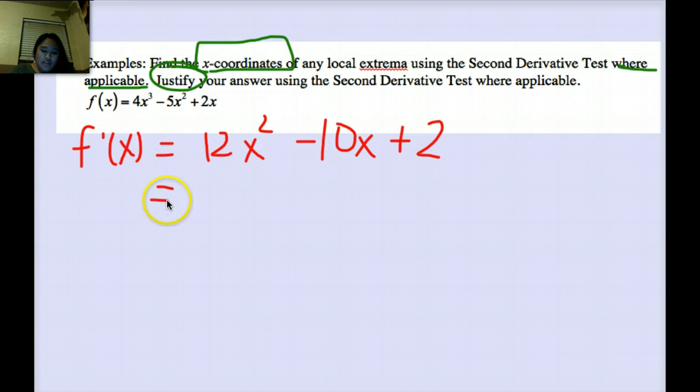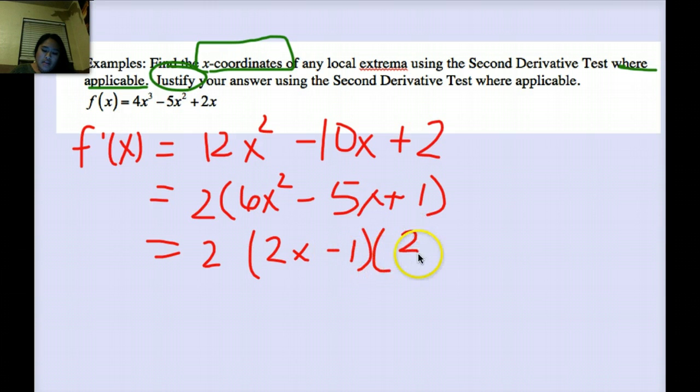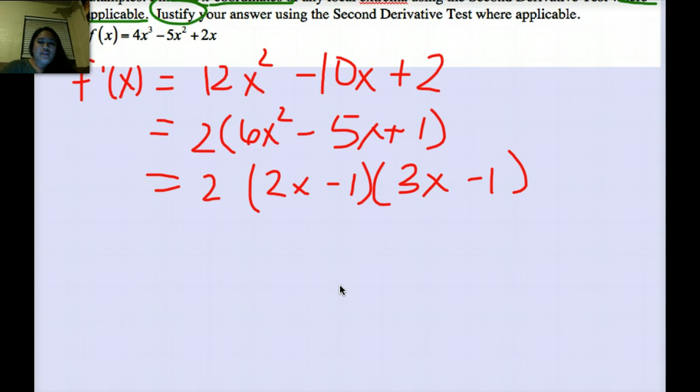I'm going to factor this. So I pull out a 2 and I get 6x squared minus 5x plus 1. And if I factor this again, I get (2x minus 1)(3x minus 1). And if you check your work, it's true. Okay, so I have this derivative that's factored.